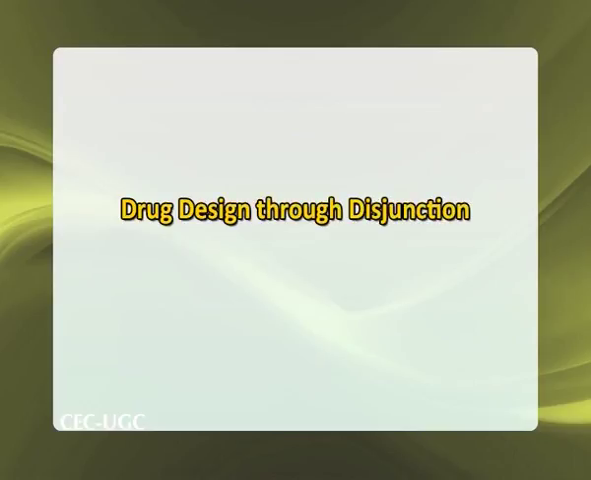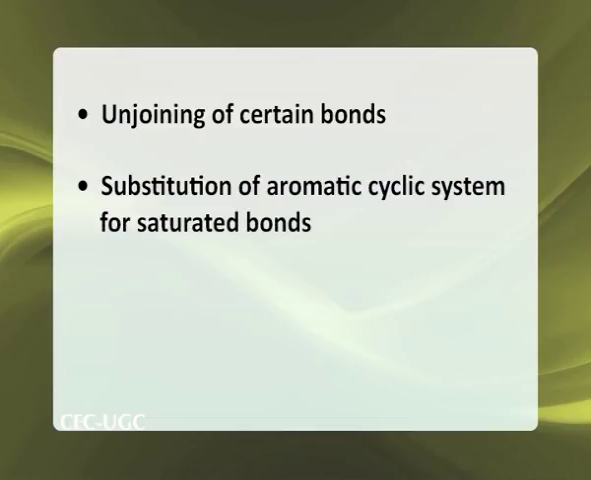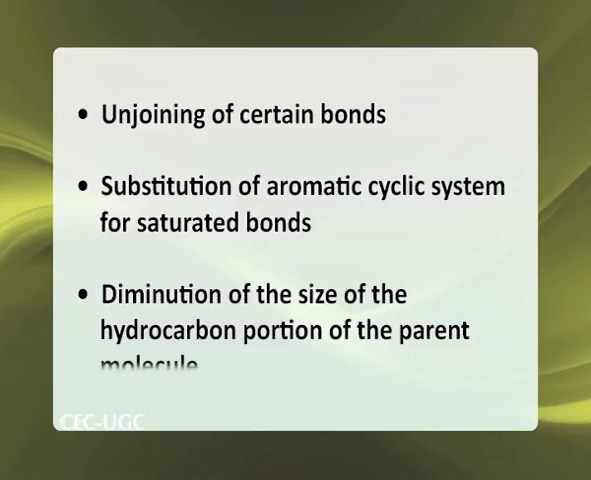Drug design through disjunction comes in where there is the systematic formulation of analogues of a prototype agent, in general towards structurally simpler products, which may be viewed as partial or quasi-replicas of the prototype agent. The method of disjunction is usually employed in three different manners, namely unjoining of certain bonds, substitution of aromatic cyclic systems for saturated bonds, and diminution of the size of the hydrocarbon portion of the parent molecule.